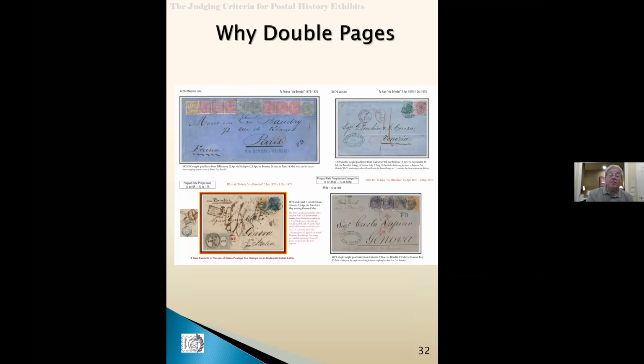Why double pages? The double pages allow long covers like the one in the upper left to be displayed horizontally rather than slanted or vertically. Many viewers and judges don't like to see vertical or slanted covers. More material and write-up can be fit on a double page. The presentation is much more pleasing.